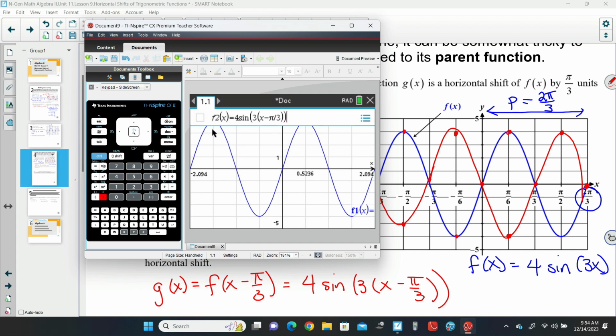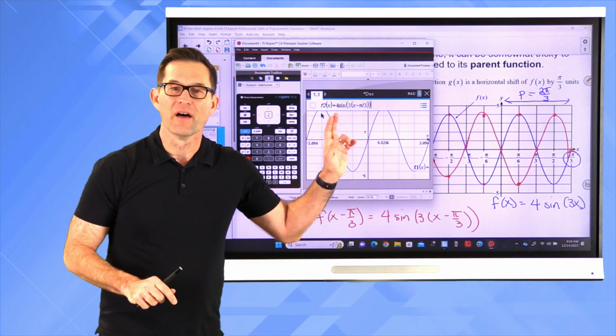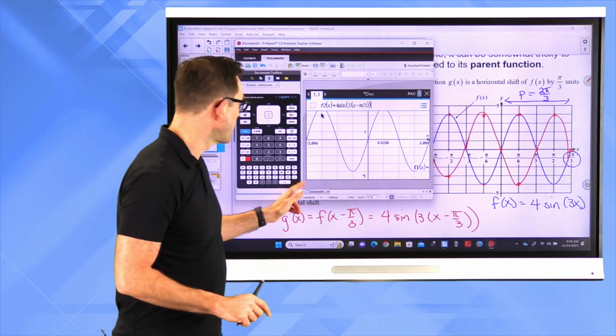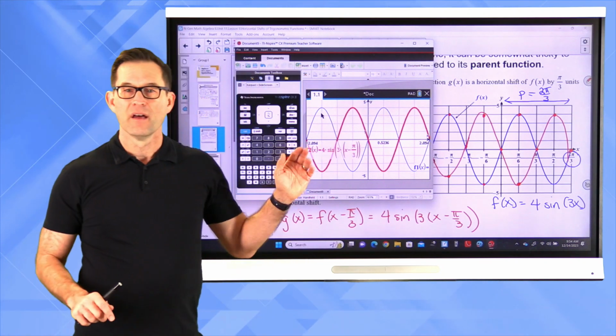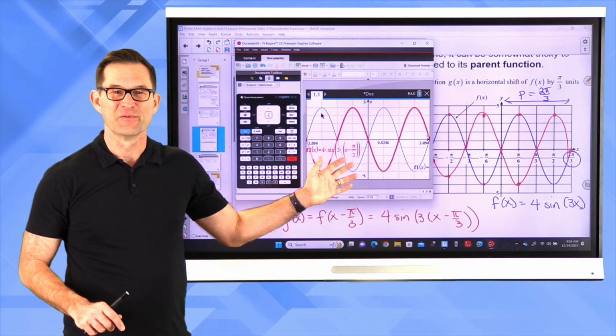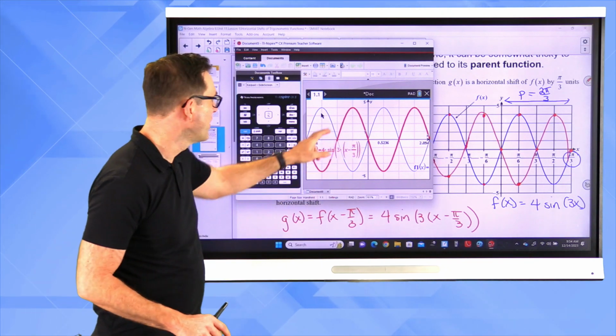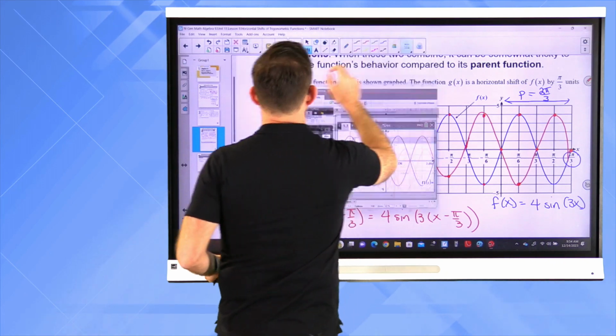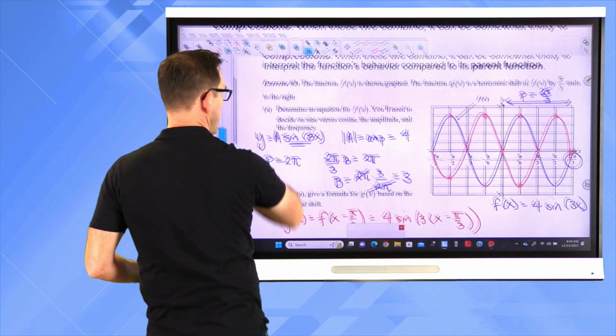Again, before I hit enter, notice, I've got the frequency factored out of that horizontal shift. That's got to be the case. And there we have it. Really kind of cool. We've shifted this thing pi over 3 to the right, and we've got the correct graph.